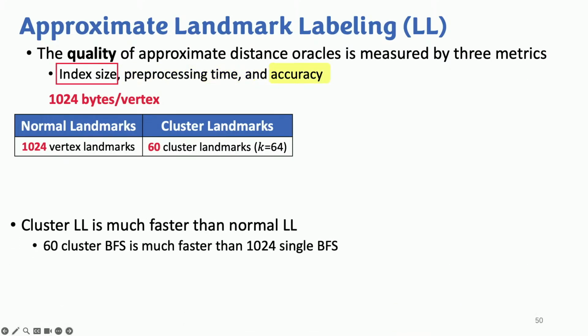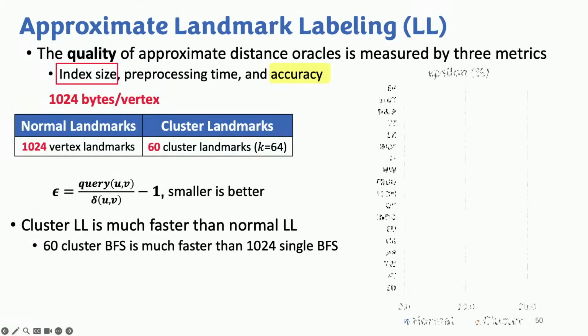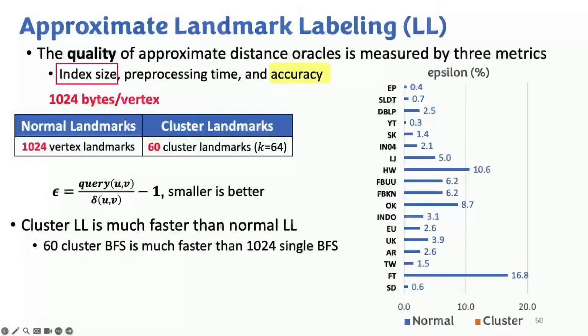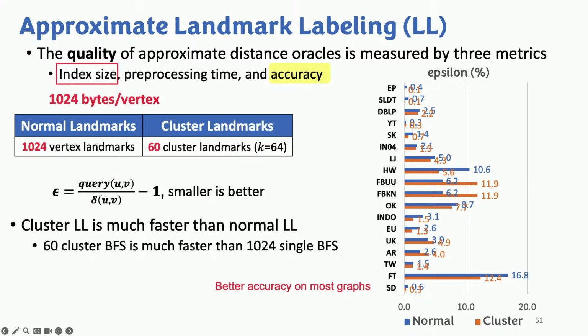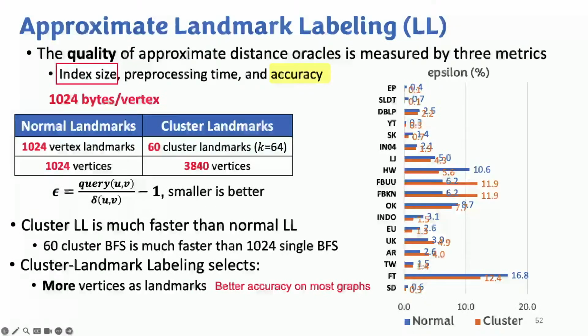And now, next, let's look at the accuracy. The distortion is computed by this formula, and smaller is better. The blue bar represents the distortion of the normal landmark labeling, and the orange bar represents the distortion of the cluster landmark labeling, and smaller is better. We can see that in most cases, the cluster landmark labeling has better accuracy than the normal landmark labeling, because actually we select about 3,000 vertices, but the normal landmark labeling only selects about 1,000 vertices as landmarks.